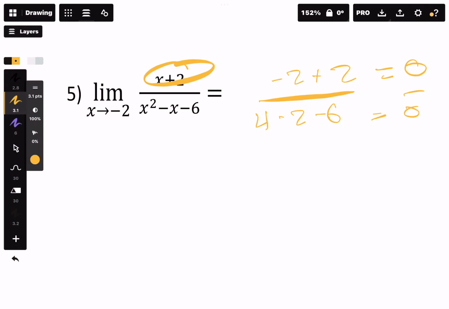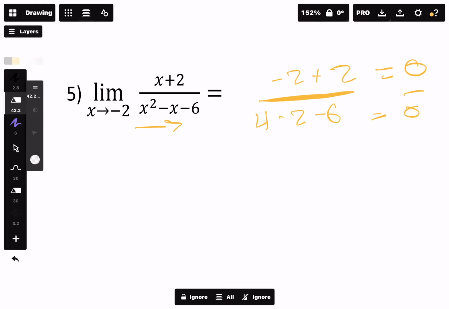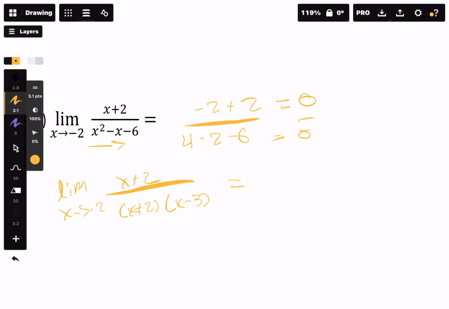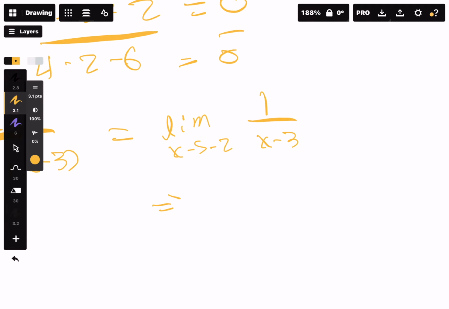Something that I see right away is x plus 2. I know that that's going to be factorable from here. So let's rewrite this limit. Limit as x approaching negative 2 of x plus 2 over x plus 2 times x minus 3. This will give me something crossed out, which is the limit of x approaching negative 2 of 1 over x minus 3. And we can now evaluate this limit as x approaching negative 2.